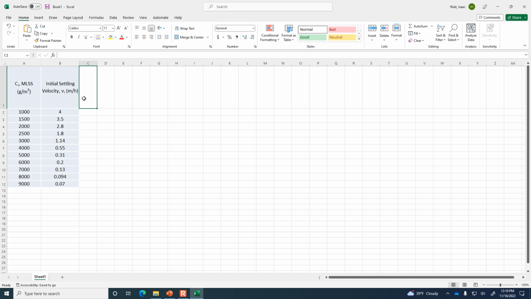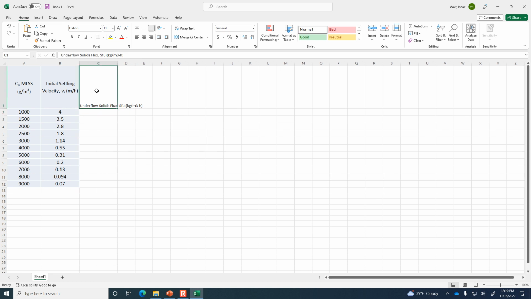So remember, there's two different fluxes. There's the flux of how much we're loading into the top of the clarifier, and there's the flux of how much we're removing. And with the lab data, we can get at the underflow solids flux performance by multiplying C sub i times the initial settling velocity. So let me write this underflow solids flux, S sub F subscript U, and it's going to have units of kilograms per cubic meter per hour, since right now the time-based data for the settling is in time units of hours.